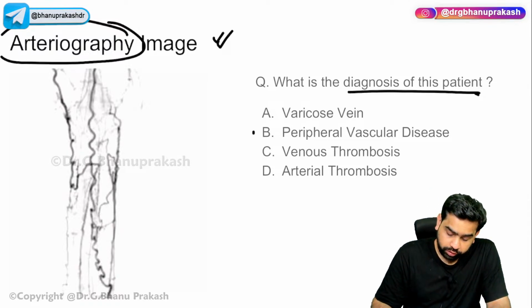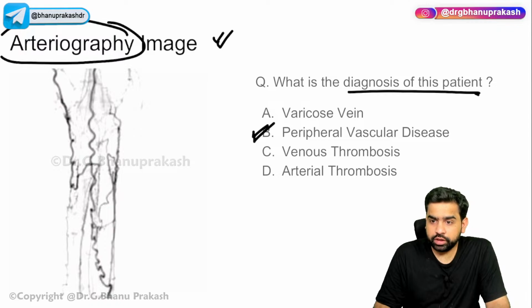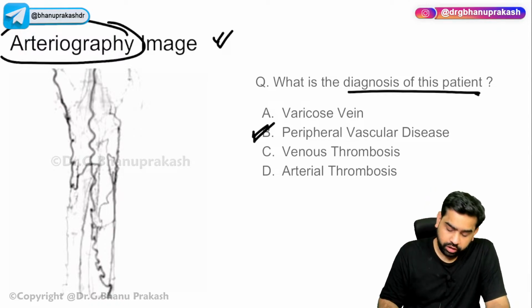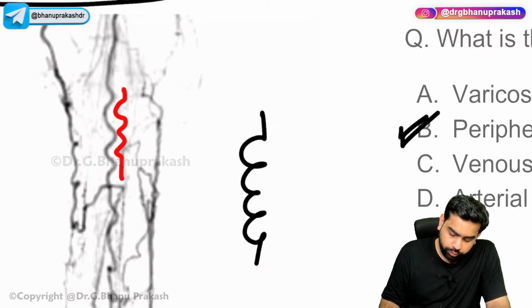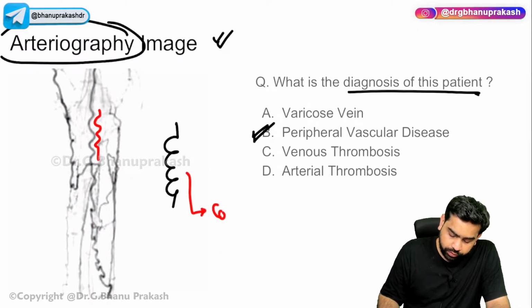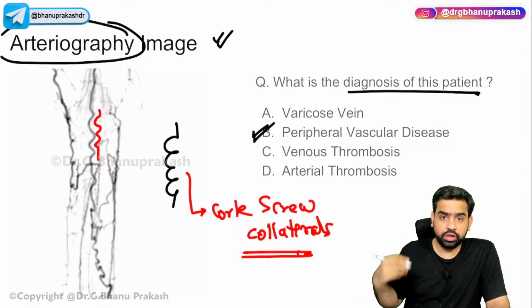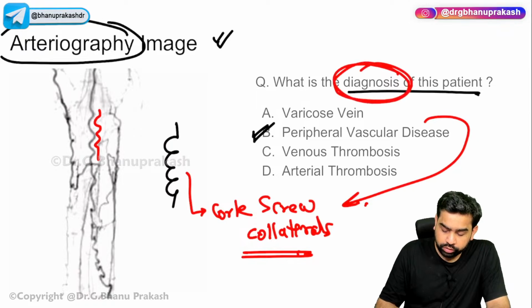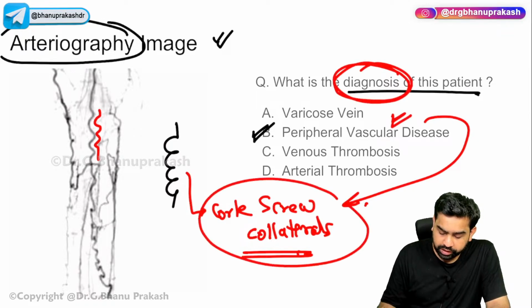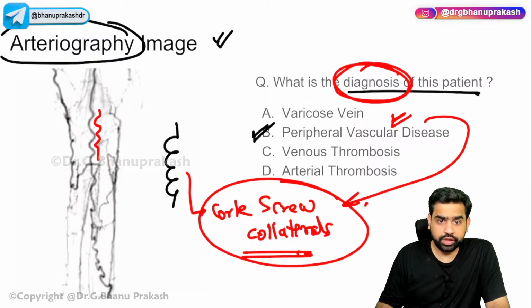So yes, Priyanka, this is your peripheral vascular disease. This is a PVD, peripheral vascular disease. And what are you seeing in this image? Are you able to appreciate these corkscrew collaterals? I'll just draw it over here. So these are the corkscrew collaterals, which you basically find in patients with peripheral vascular disease. Do you understand my point? So the diagnosis is peripheral vascular disease, and what you find in that is corkscrew collaterals. Are you understanding my point?